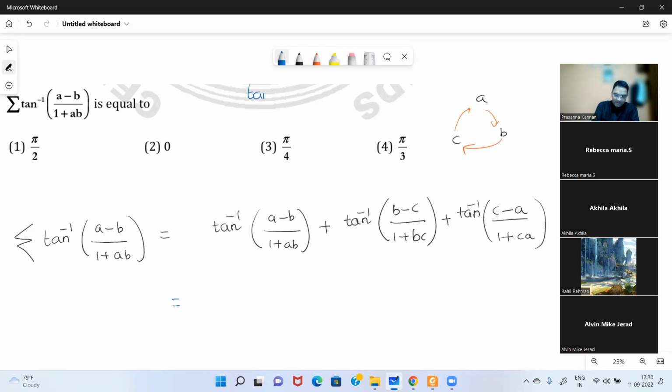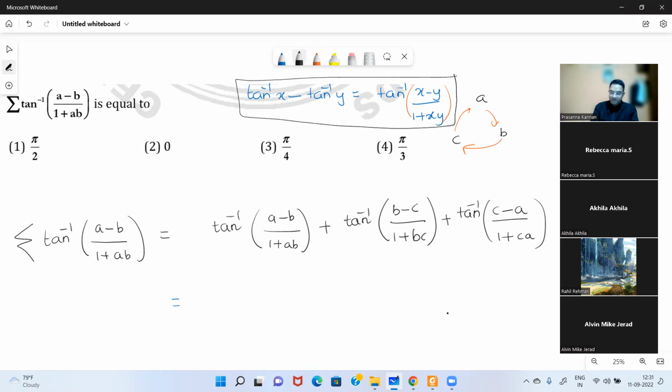What is tan inverse of x minus tan inverse of y? Can you tell me the formula? It is going to be tan inverse of (x minus y) divided by (1 plus xy). We've already seen it in the last class. Formula, see that you are keeping it in your fingertips. It's very, very important. So if I give you tan inverse of (x minus y) by (1 plus xy), can I say that it is equal to tan inverse x minus tan inverse y?